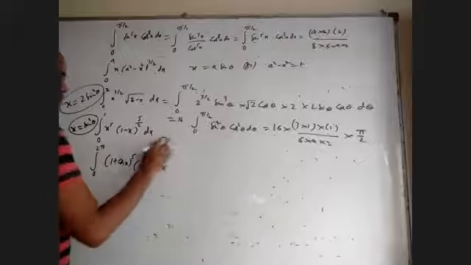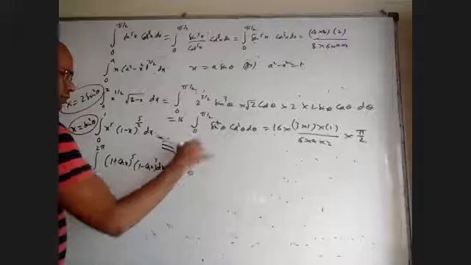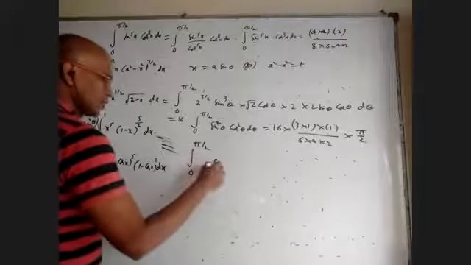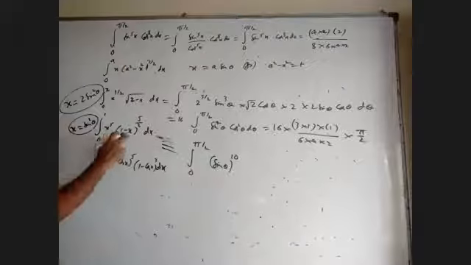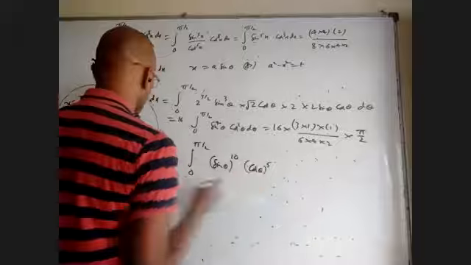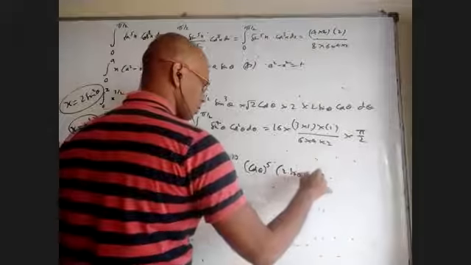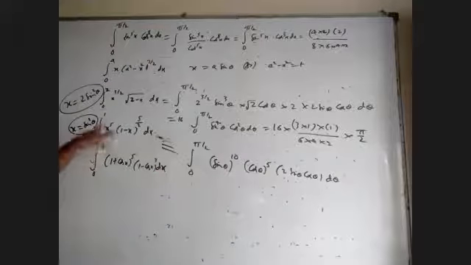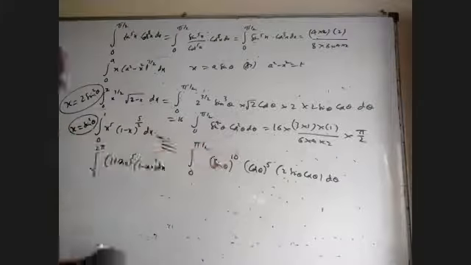Then 0 will become 0, and theta will be pi by 2 because x equal to 1. x power 5 will become sine theta power 10. 1 minus x is cos square theta, so power 5 by 2 is cos theta power 5. dx is also there, which is 2 sine theta cos theta d theta. So we have to change the limits according to theta. x also we have to change, 1 minus x we have to change, dx also we have to change.